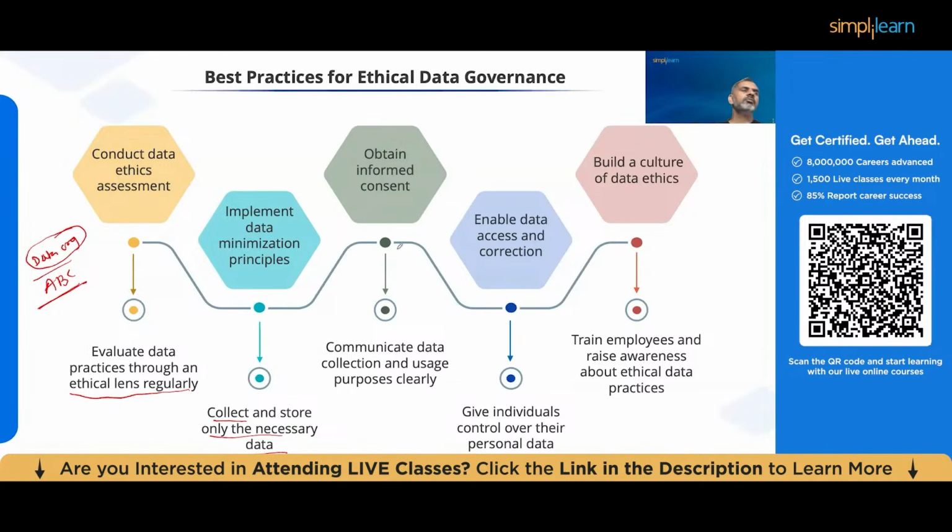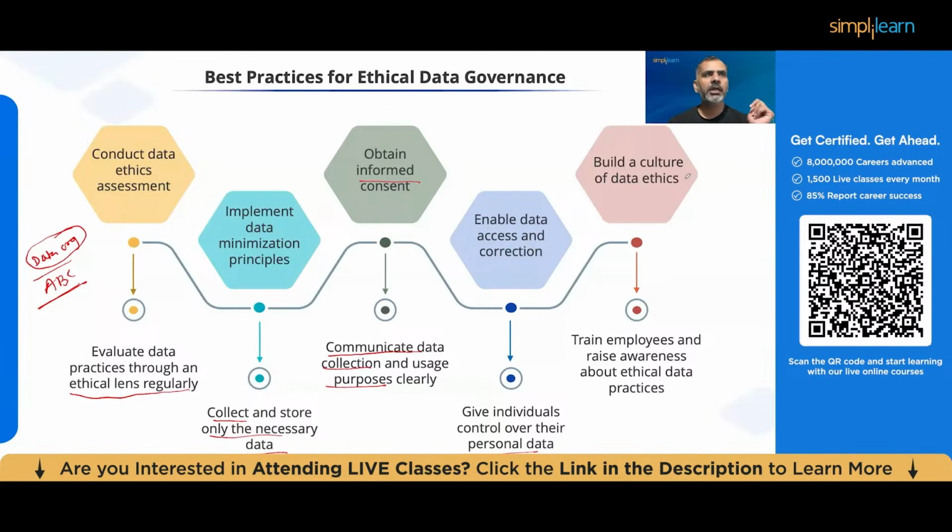Next, your system must impose obtaining informed consent. If you are collecting any personal information, you have to take consent from the user. You should have proper communication with respect to the data collection and its purposes, clearly. Next is to enable data access and correction. This is like giving control to the user, so the user can access or update their personal data whenever required.